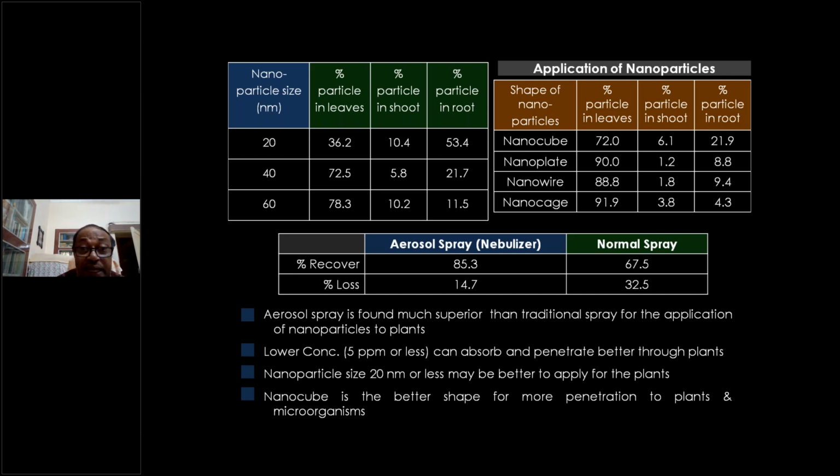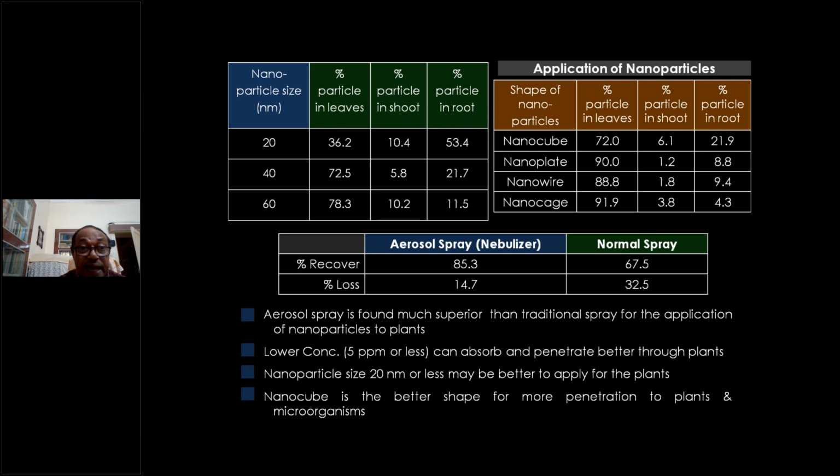Now, this nanoparticle, we found that if you do aerosol spray or nebulizer, then it is better, because then there is only 15% loss in the environment. But if you use a normal sprayer, then the loss is 33%. So it is better to use as small a nozzle size as possible to spray this nanofertilizer.